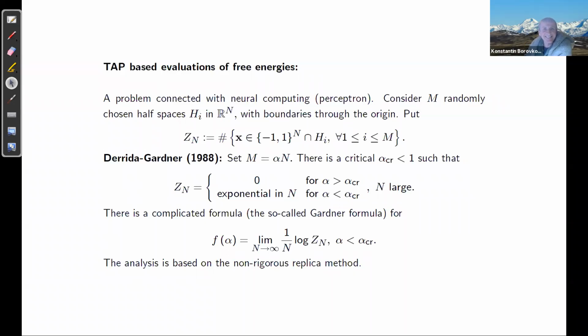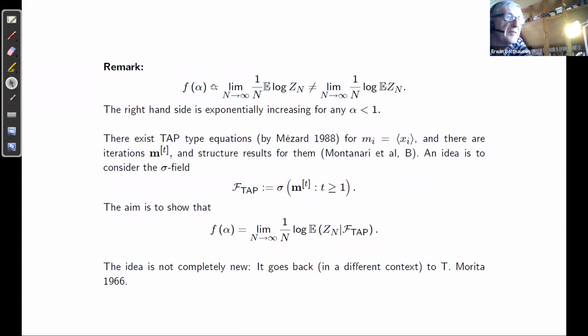Yeah. My original motivation was to use these TAP iterations to give a proof for this formula for the free energy, at least up to this De Almeida-Thouless line. And up to now, I haven't succeeded to do that. But the key idea was for the free energy.